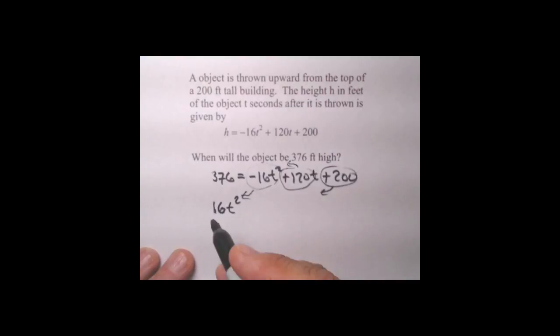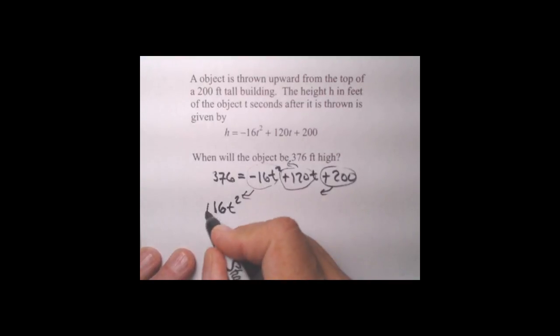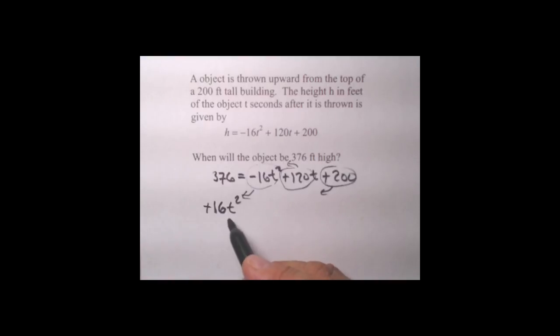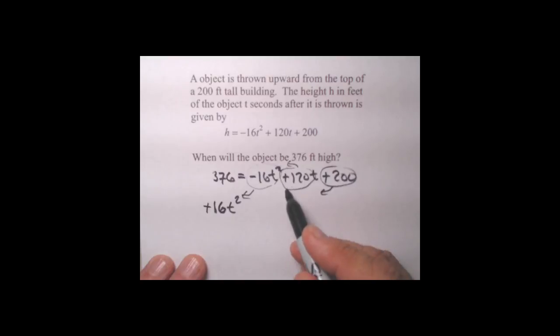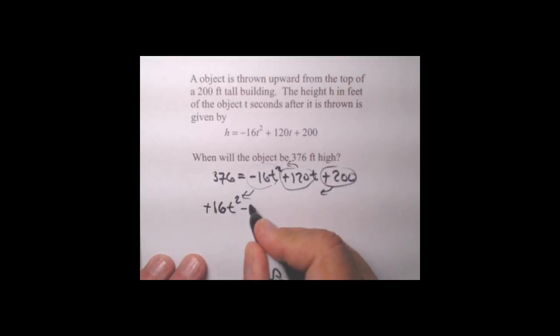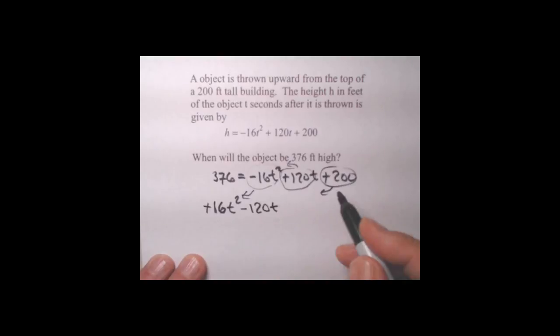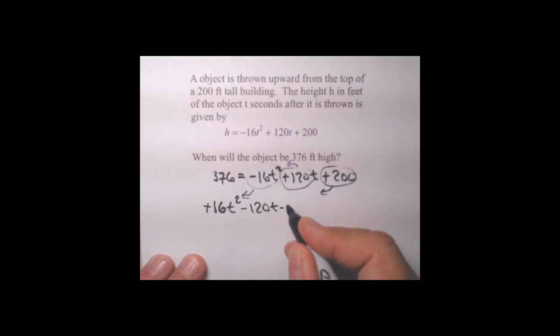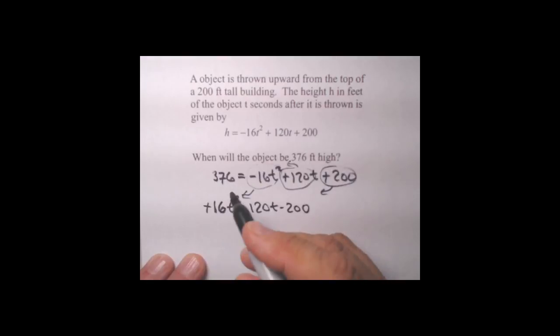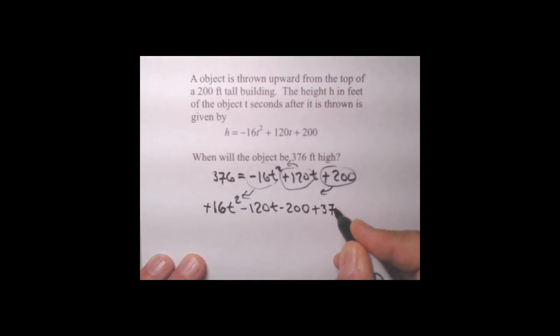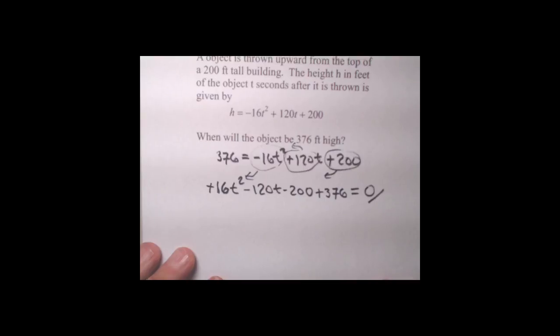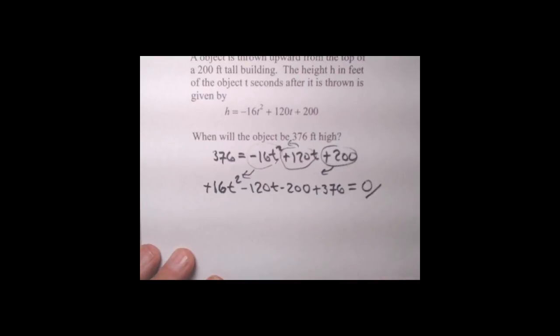And again, why did I do that? So that when I jumped it over, this became a plus 16t squared, and that's going to make my factoring a lot easier when I go to solve the quadratic. Okay, the plus 120t goes over as negative 120t. The plus 200 goes over as negative 200. And remember, we had plus 376 on the left side already. And of course, now we've got the 0 that we want to have, so we can then find the roots when we factor this. Okay, well, we got to combine these two terms right here.